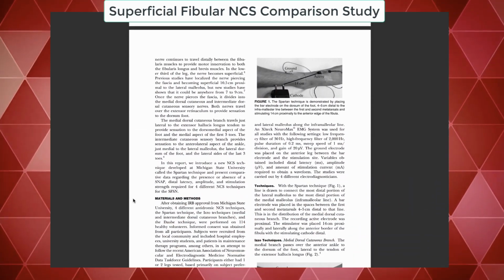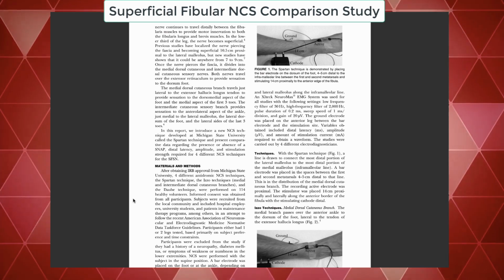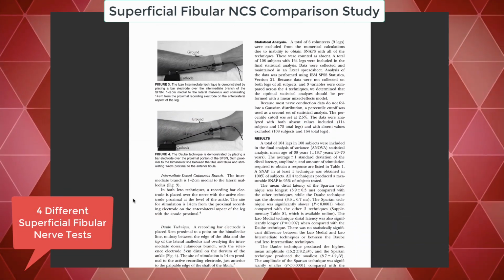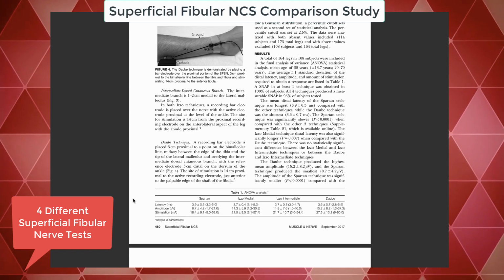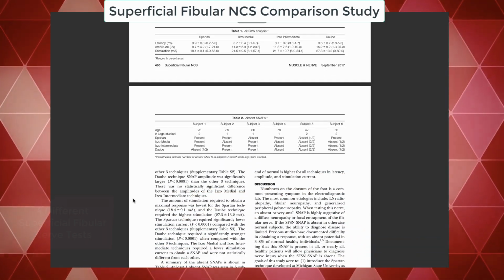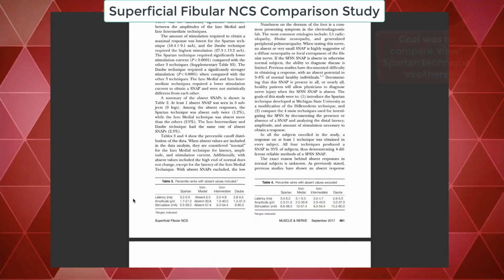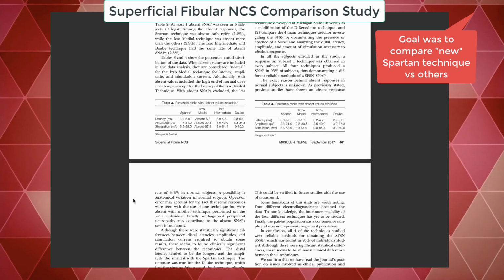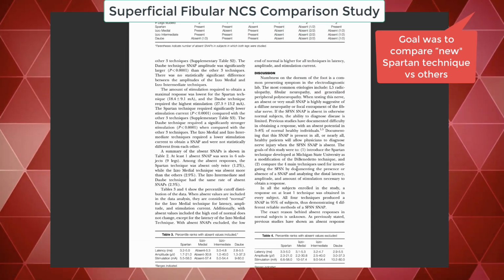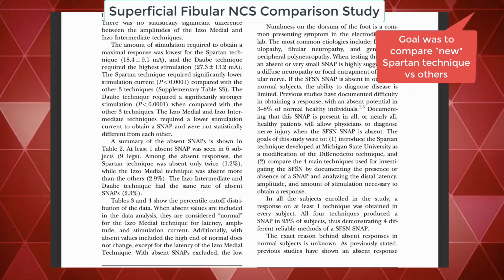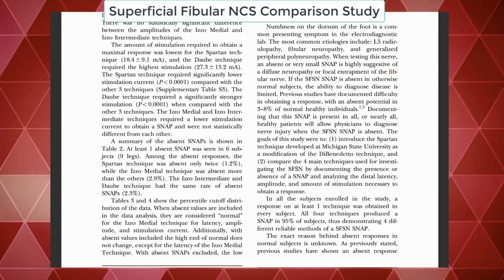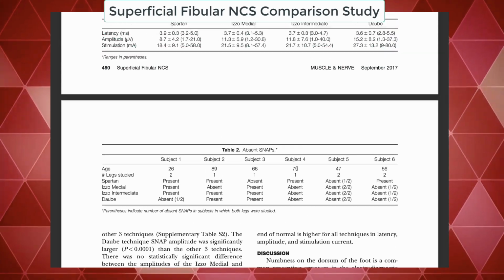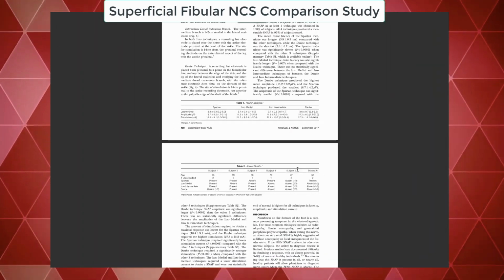This study looked at 4 different nerve conduction study tests to evaluate the superficial fibular sensory nerve. These 4 different techniques included the Spartan technique, which was a new technique founded here, which hadn't been compared traditionally to other techniques, which included 2 different ISO techniques and the Daub technique. This study took a total of 108 healthy volunteers and utilized a total of 164 legs to evaluate these 4 different techniques against one another. Each subject was subjected to all 4 different techniques.